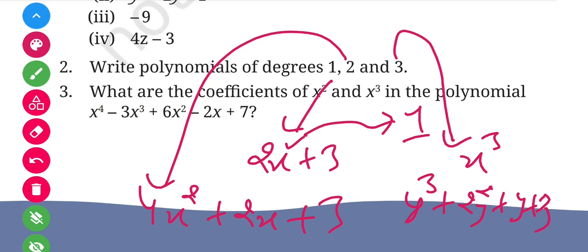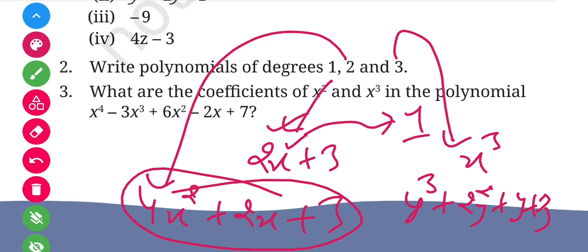Okay, so degree of polynomial is 1, 2 and 3. So you know that degree of 1 is called linear polynomial, degree of 2 is called quadratic polynomial, and degree 3 is called cubic polynomial. I hope you understand.